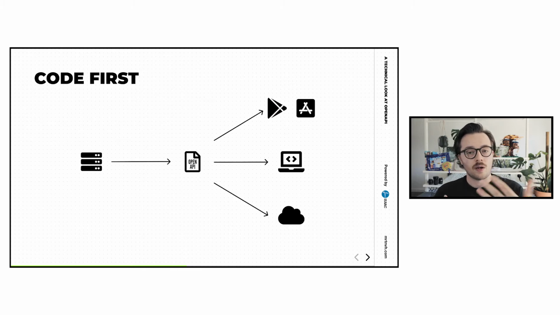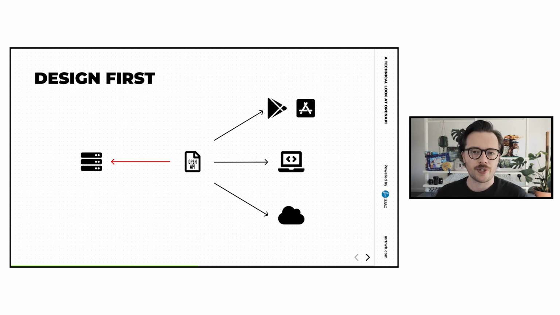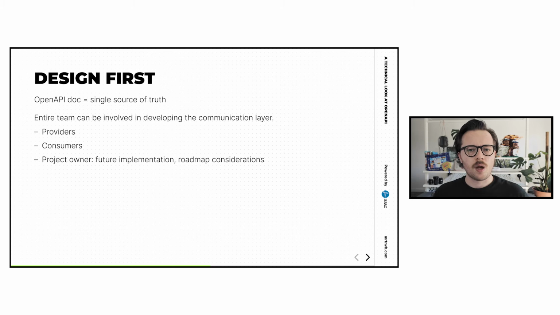So this way we have a document we can easily share with our consumers and they can build an API on. The second approach is where we take the OpenAPI document as starting point for our project. This way, all consumers can contribute to the specification and make sure their requirements are met. This way, our OpenAPI document becomes the single source of truth for our project.